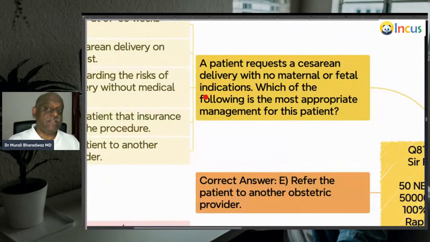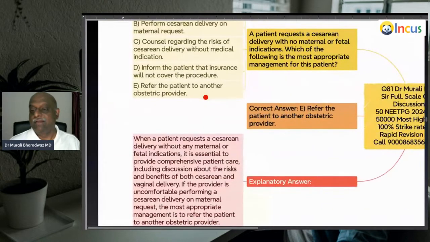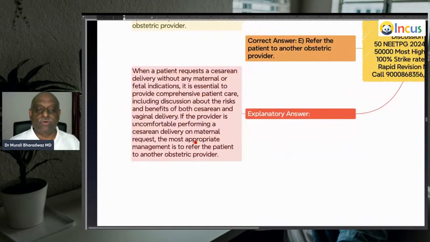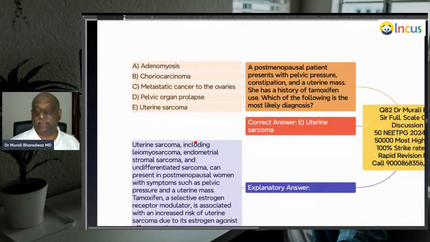A patient requests a cesarean with no maternal or fetal indications. What do you want to do? Ask them to go and be referred to another obstetric provider. So you try to counsel the patient by saying, what are the advantages of vaginal birth?